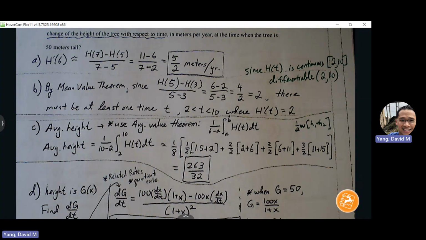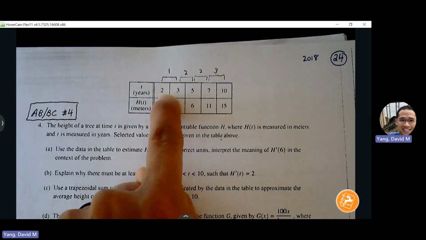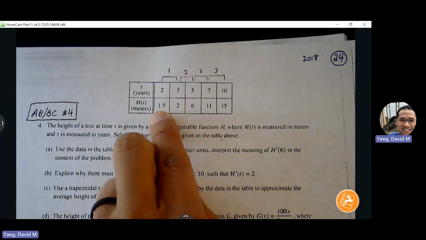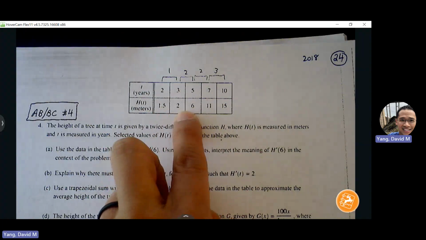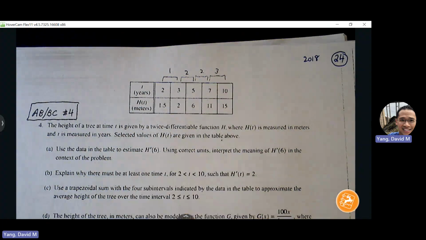So 1/2 width, height 1 plus height 2 for every trapezoid. And the width you can find by subtracting the t values. 3 minus 2, 5 minus 3, 10 minus 5, 10 minus 7. But when you get to the heights, make sure you don't subtract them, that you're adding them. 1.5 plus 2, 2 plus 6, 6 plus 11, 11 plus 15.